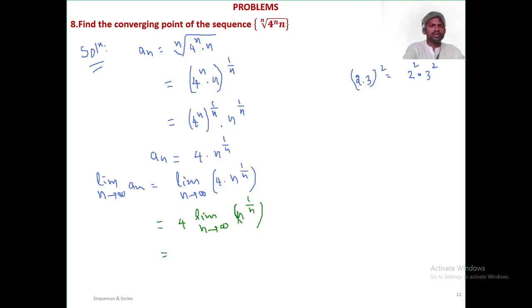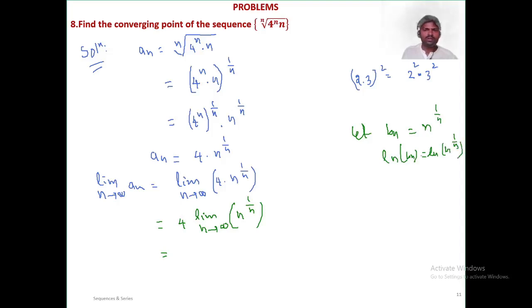How much it is? Just now we did. This value is 1. Okay. So directly I am writing. So if you don't know, for example, if this is a problem which came in exam, what to do? You have to calculate this value. Take this separately. Let us assume this is some b_n like this. So let b_n be n raised 1 upon n. Then apply ln both sides. ln b_n is equal to ln of n raised 1 upon n, like this. Then proceed. You will get the limit of this value. Then substitute here like that.